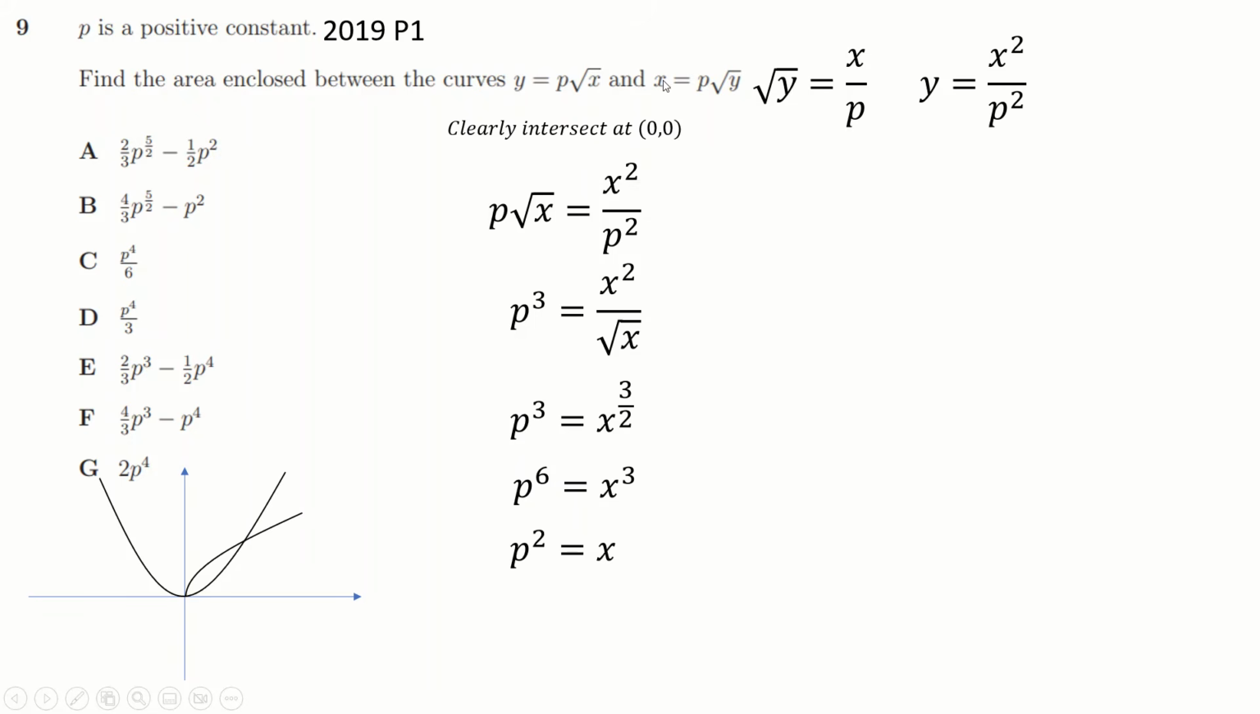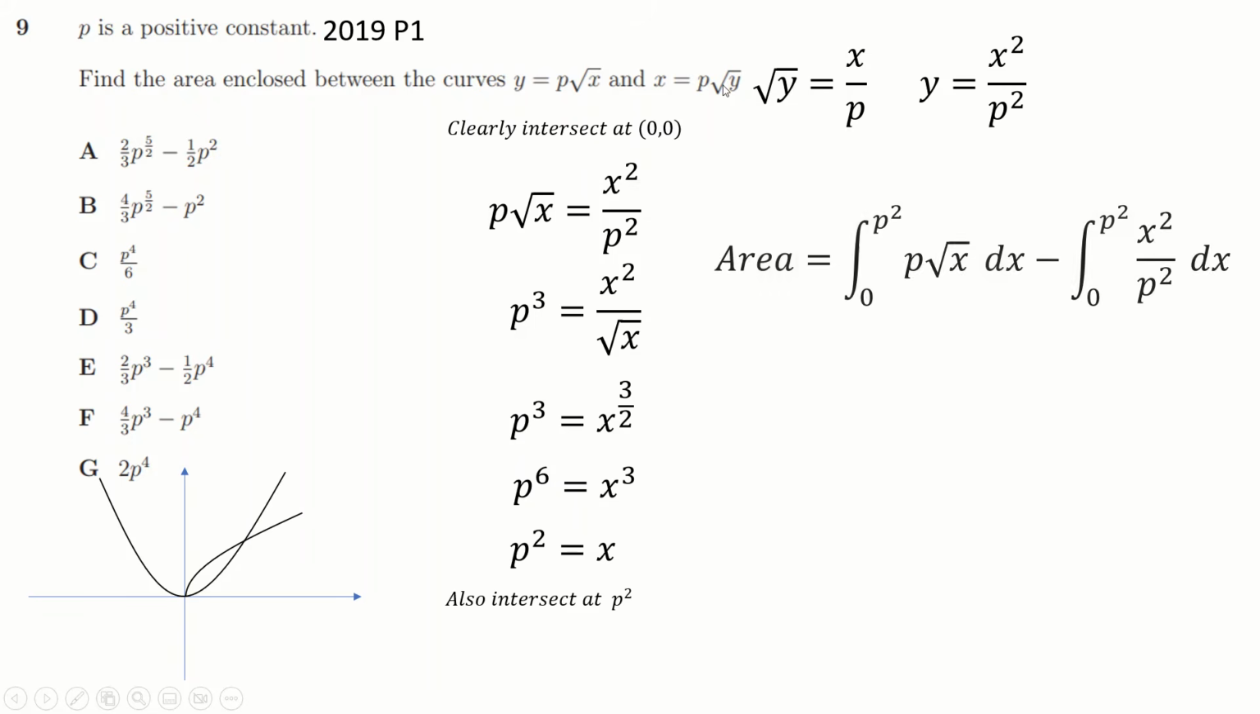You can substitute p squared into either one of these things. It doesn't really matter. And actually, we don't need to do that at all, do we? Because all we need to do is do the integral of this one, which was the rooty one, between p squared and 0, and take away the integral of this one between p squared and 0. Nice little trick here. If you're doing two integrals between the same two things, you can just shove them together. But I didn't do that because I couldn't be bothered, apparently.